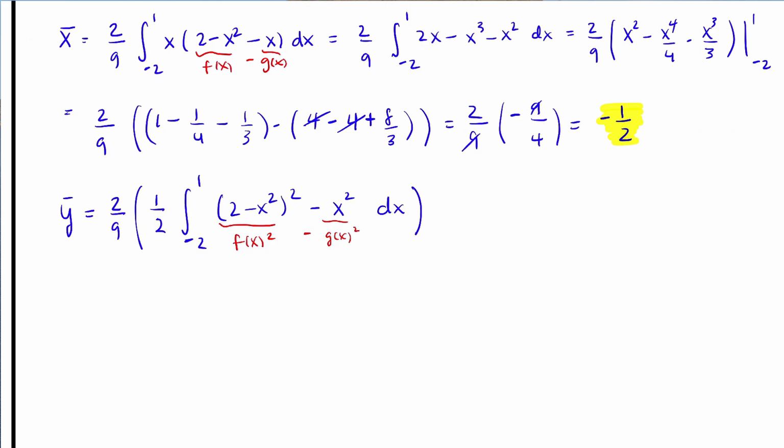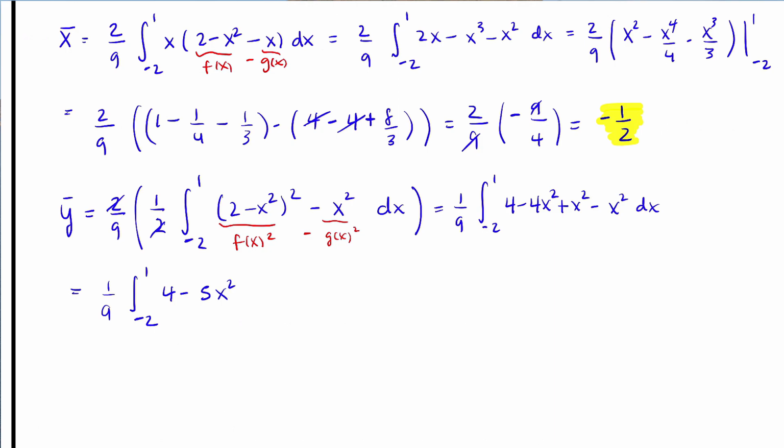I just wanted to make sure that that is clear. All right, so moving on, I can cancel this 2 with this 2, and I get 1 over 9, the integral from -2 to 1. Well, if I expand 2 minus x squared, squared, I get 4 minus 4x squared plus x to the 4th, and then minus x squared dx. I simplify this a little bit more. Integral from -2 to 1 of 4 minus 5x squared, combining this term with this term, and then plus, hold on, this should be to the 4th, plus x to the 4th dx.